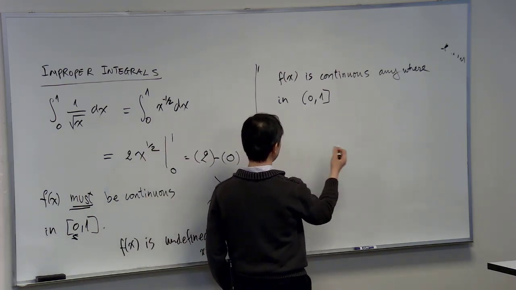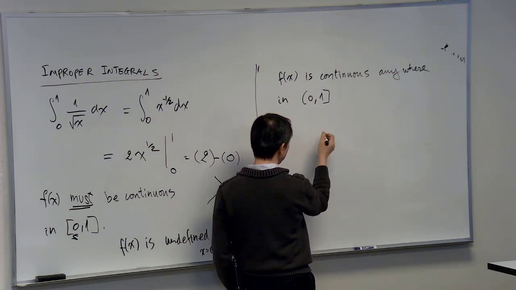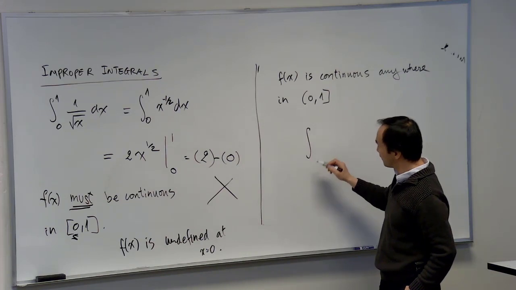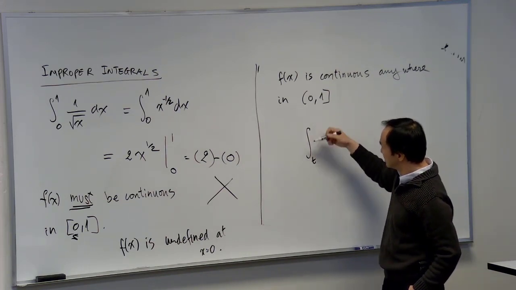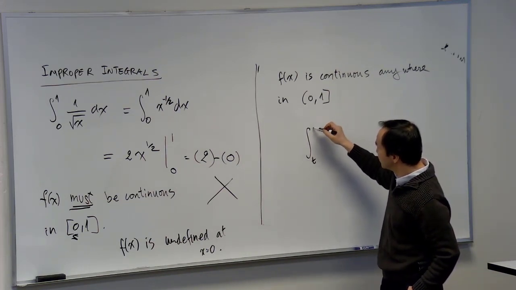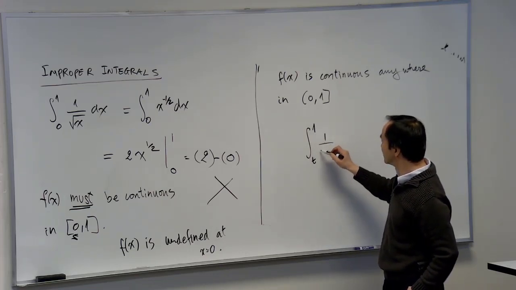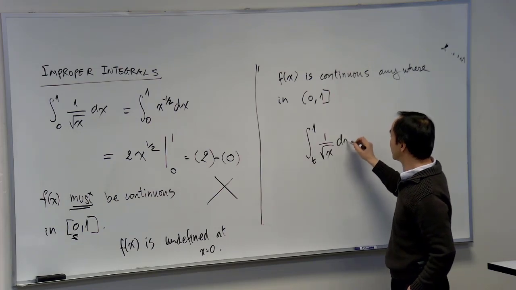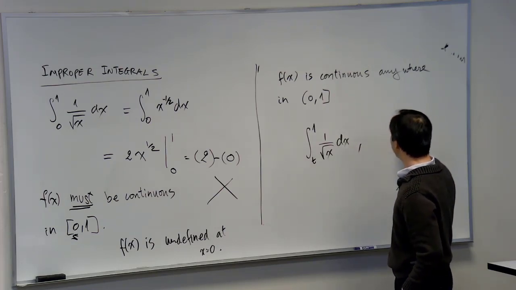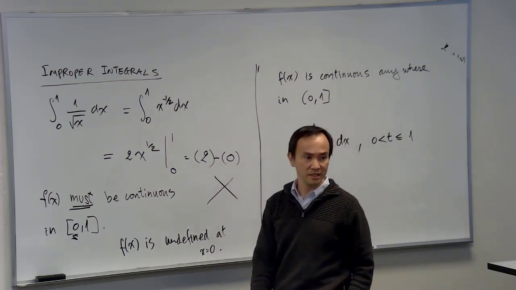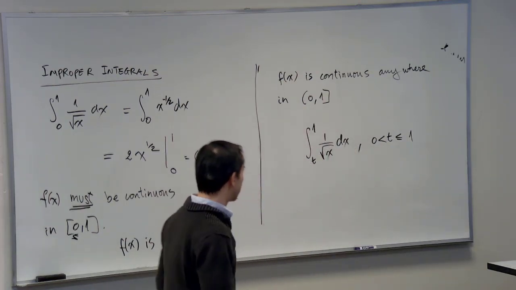So here's how we handle this problem. We're going to treat it as some integral from t to 1 of the function 1 over square root of x. Keep in mind that t is some value that's strictly greater than 0, and less than or equal to 1. t is some value strictly greater than 0.